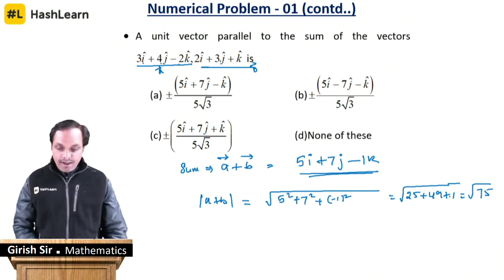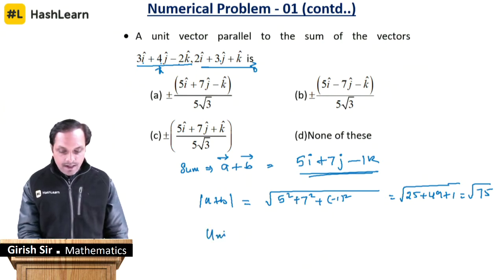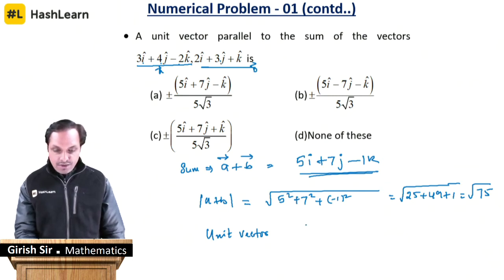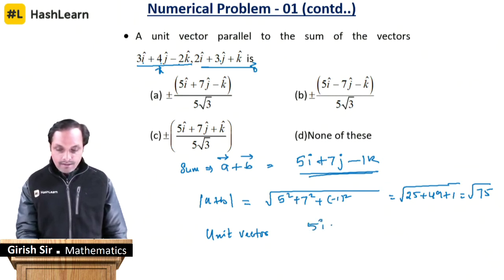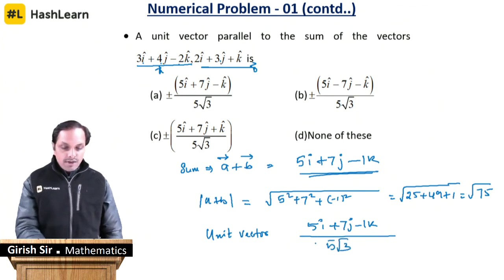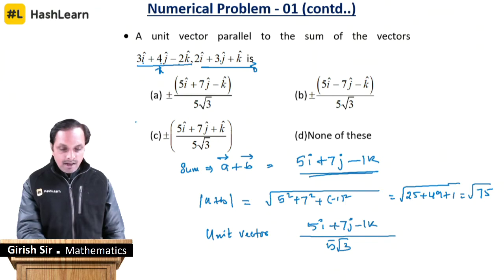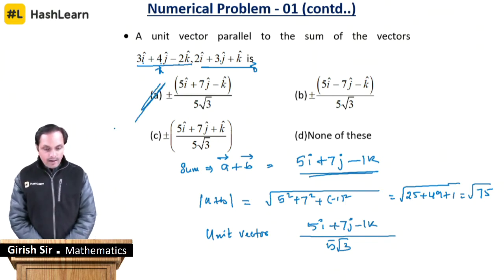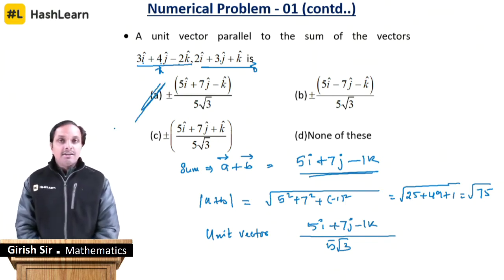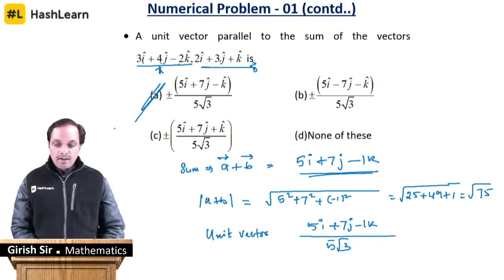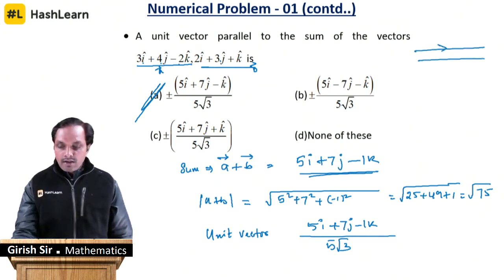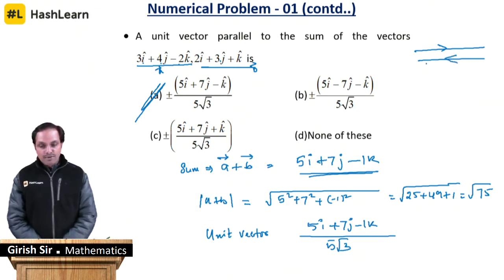So 25 into 3, that will give you your unit vector as, yes, option A, Himanshu. So you will have 5i plus 7j minus 1k divided by 25 into 3, which is 5 root 3. So 5i plus 7j minus k, which is there in option A. That is your answer. Plus or minus is given, so it can be in either direction. It can be in this direction, or the negative sign will give you the opposite direction.